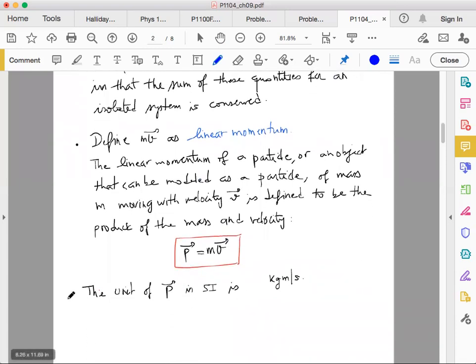One aside comment, the unit of P is given by kilogram meter per second, so it's the unit of the mass multiplied by the unit of the velocity. And also you should keep in mind that the direction of the linear momentum vector P is the same as the direction of V, because here P and V are proportional.